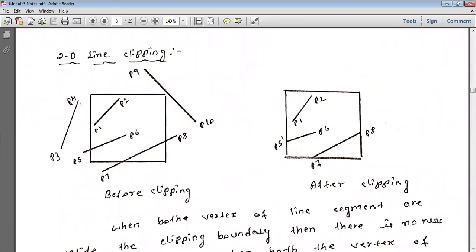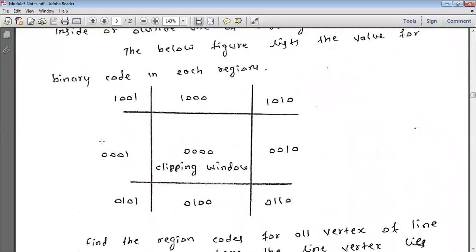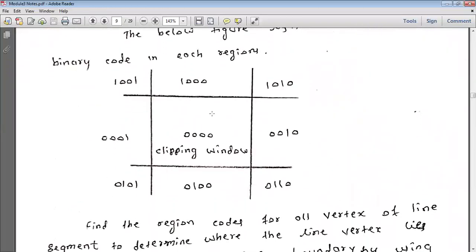On the same lines, coming to P3 and P4, as both are outside the clipping window, the region code of P3 and the region code of P4 will be non-zero. So if the endpoints are inside the clipping window, the region code of those endpoints will be 0000.